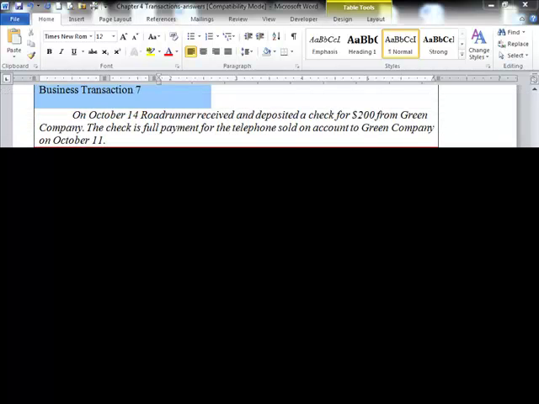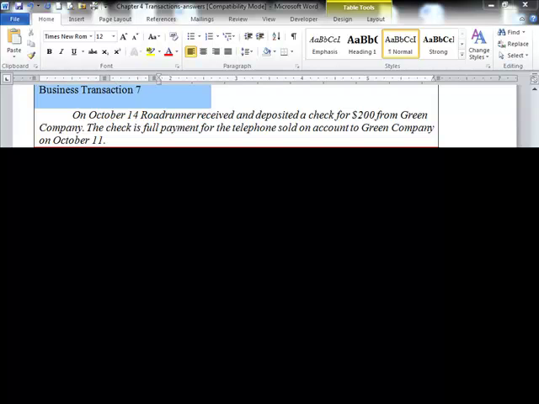It is the last of the transactions that I will cover today on this video file, and also the last of the transactions involving our debit credit rule for Chapter 4. So let's take a look at transaction number 7, where Roadrunner has now received a check for $200 from the Green Company. This check is for a full payment of the telephone that we had sold to them back on October the 11th. This was our 5th transaction. If you're kind of going back and forth and taking a look, that might help.